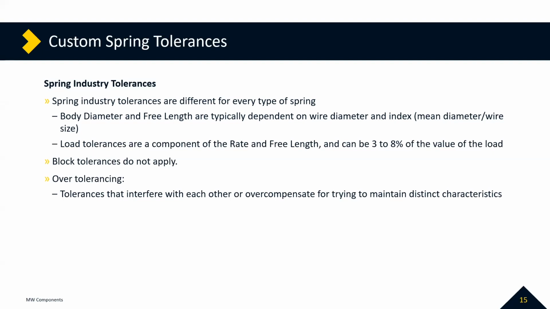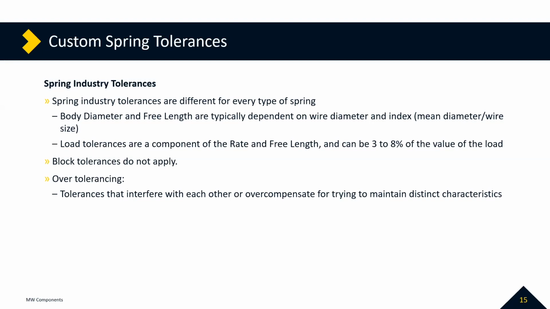But the biggest thing that you need to focus on is the body diameter and the free length. They typically are dependent on the wire size that you choose and the index. Load tolerances are more or less a component of the rate and the free length, and they can be held anywhere between 3 and 8%, sometimes a little bit tighter, depending on the nature of the spring and how the parts are gauged and actually built coming off the equipment themselves. Standard block tolerances do not apply to the manufacturing of a spring.